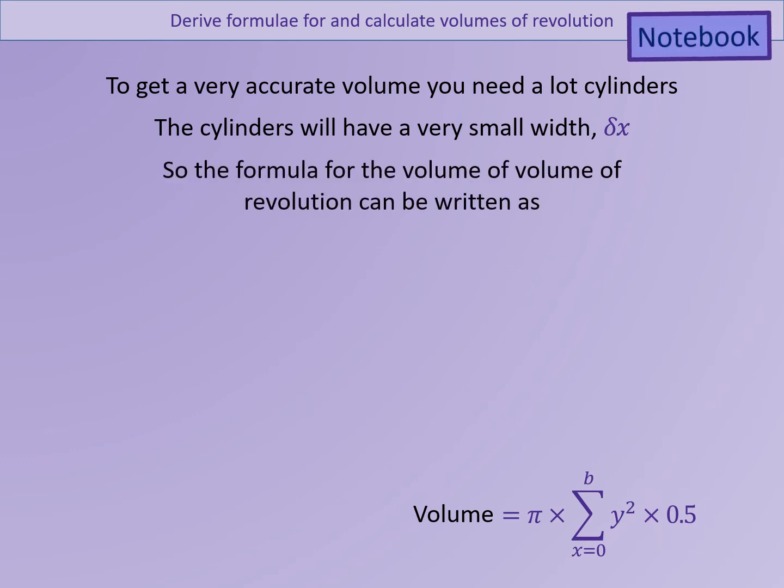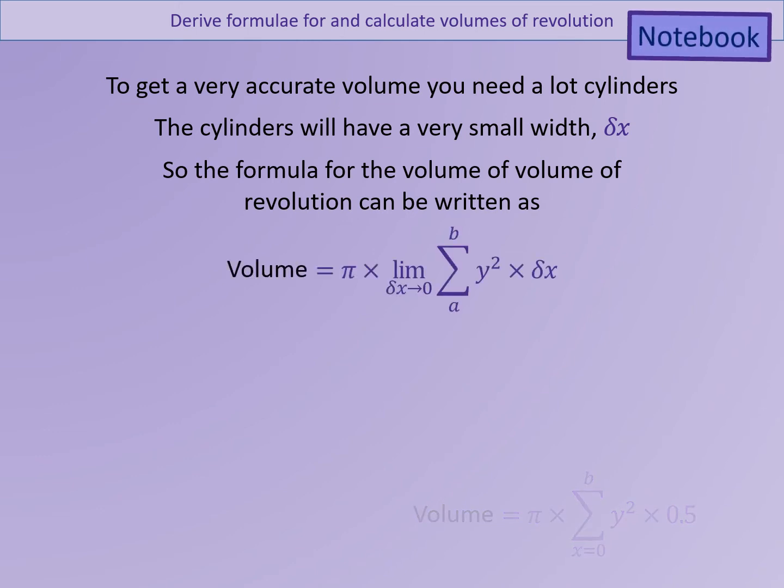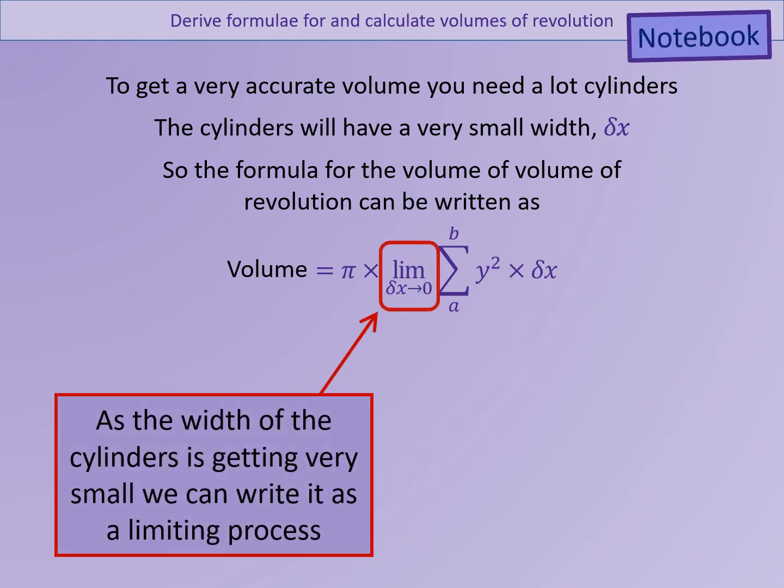So in this case, the formula that we have for the volume of revolution formed is pi multiplied by the sum of the y squared values multiplied by delta x, and we are allowing delta x to tend towards 0. This means that the width of each cylinder is getting smaller and smaller, close to 0, or in other words, the area that we are covering is becoming closer and closer to the actual area rather than individual rectangles. This is known as a limiting process.